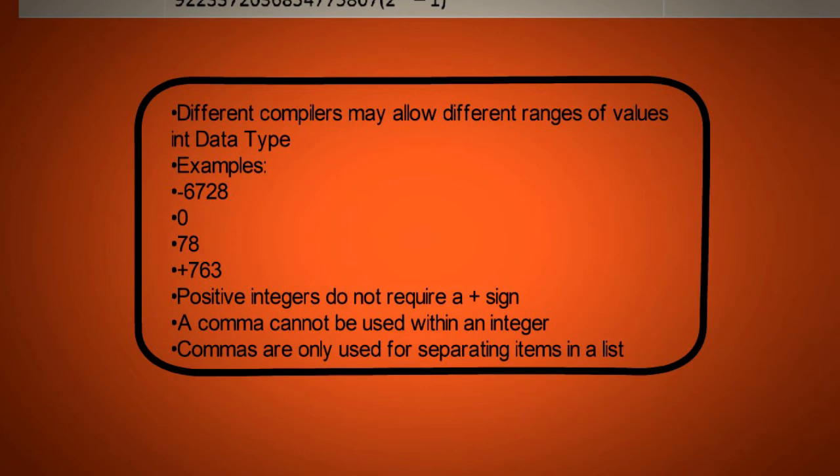Simple data types. Different compilers may allow different ranges of values. Int data type. Examples: -6728, 0, 78, +763. Positive integers do not require a plus sign. A comma cannot be used within an integer. Commas are only used for separating items in a list.